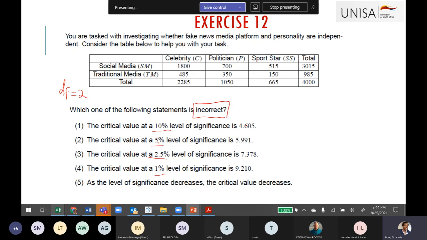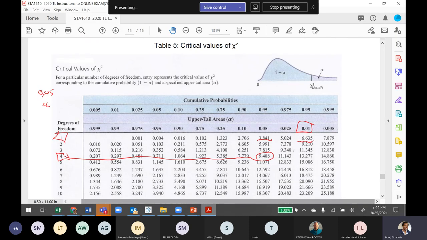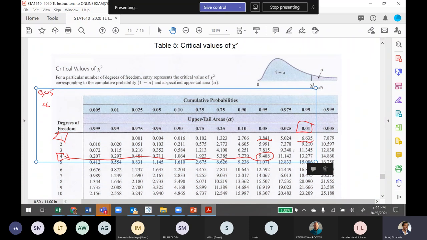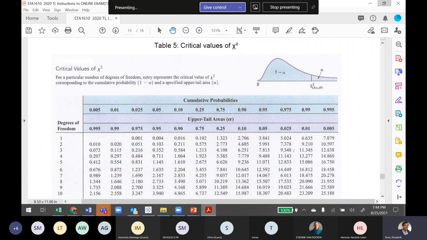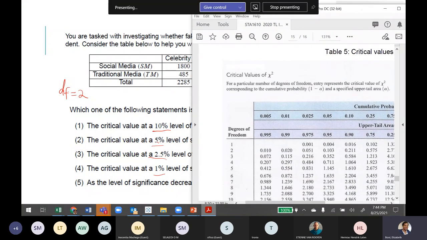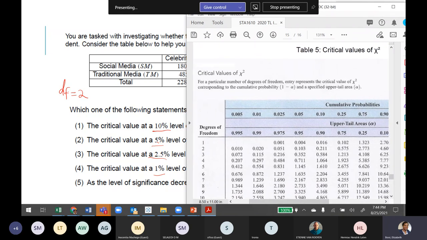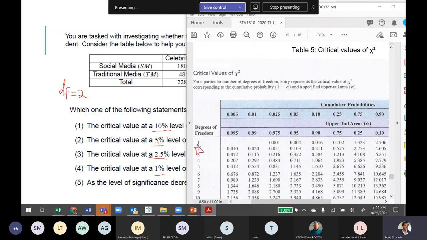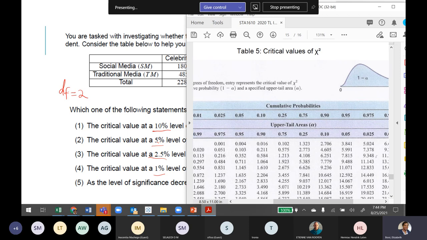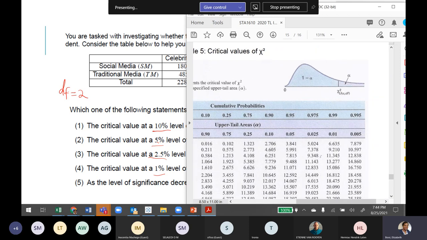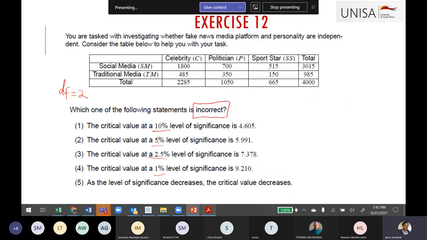Remember, we're looking for the incorrect one. So you just need to go to the critical value table and do your answers from there. Open up your critical value table and use your 2 and a range of all those critical values by using 10%, 5%, 0.25, and 1%, and validate if those answers are correct.